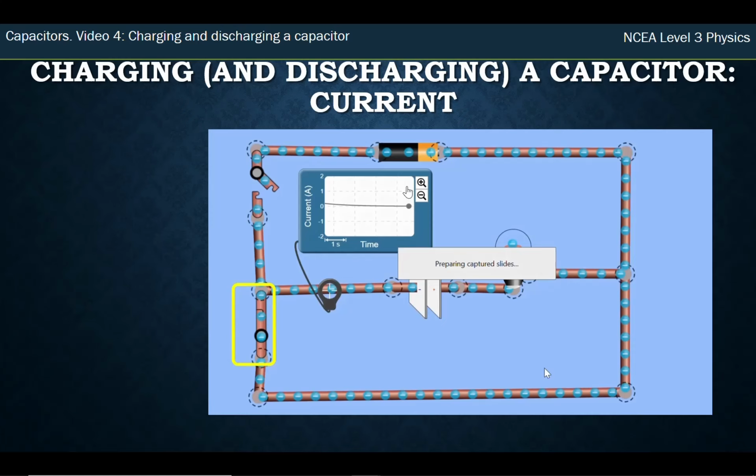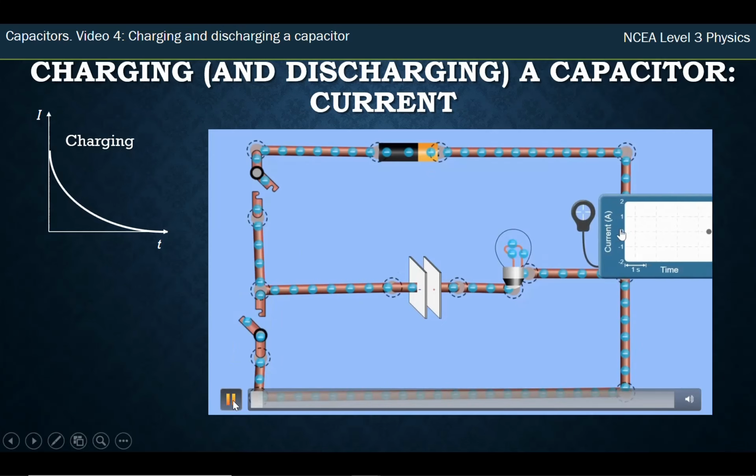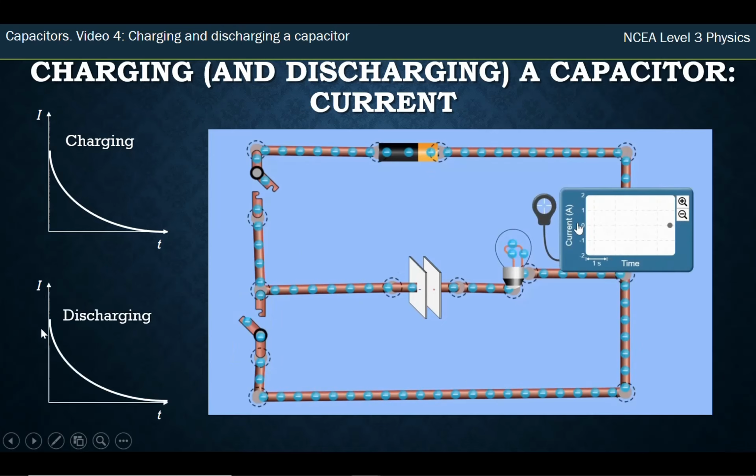So that's one way you can remember it. It mirrors what happens in the bulb. You've got charging, and you've got discharging here as well. Both of them start off high current and gradually over time decrease in the sort of asymptote shape.